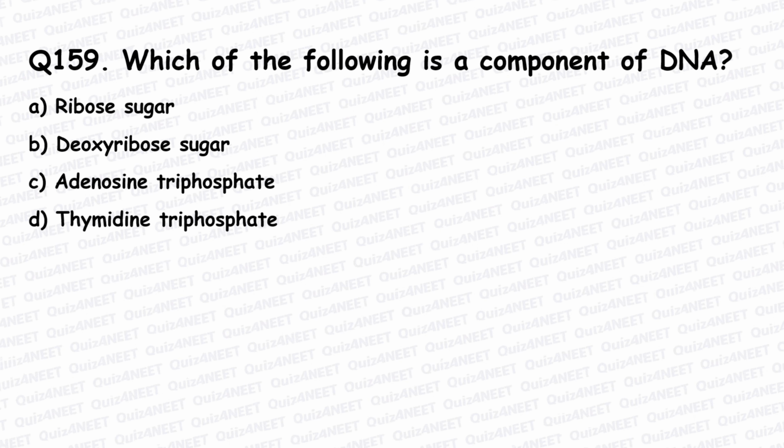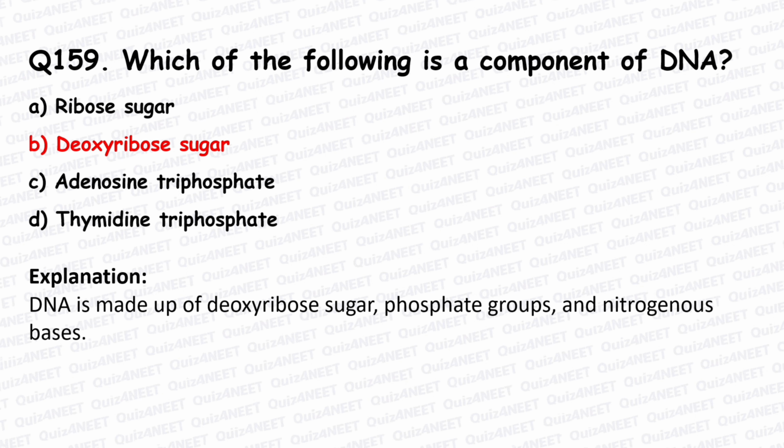Q159. Which of the following is a component of DNA? A. Ribose sugar, B. Deoxyribose sugar, C. Adenosine triphosphate, D. Thymidine triphosphate. Answer: B. Deoxyribose sugar. Explanation: DNA is made up of deoxyribose sugar, phosphate groups, and nitrogenous bases.